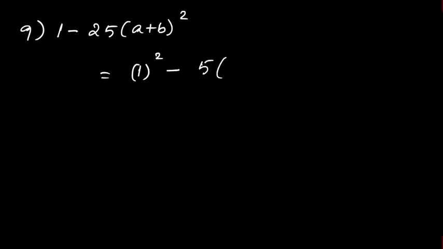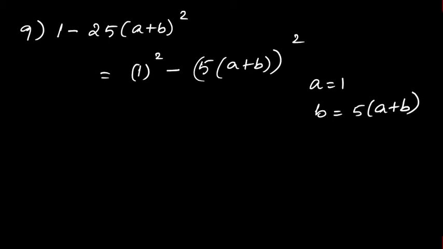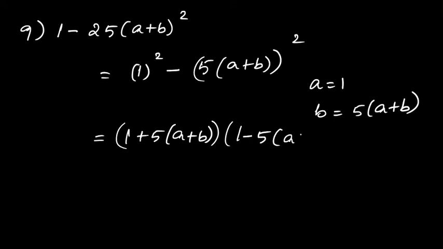Ninth question, factorize 1 minus 25 into (a plus b) the whole square. So you can write 1 as 1 square, and 25 can be written as 5 square. So 5 into (a plus b) the whole square. Here a value is 1 and b value is 5 into (a plus b). Substitute in the formula (a plus b)(a minus b), we get 1 plus 5 into (a plus b), and a minus b, that is 1 minus 5 into (a plus b).